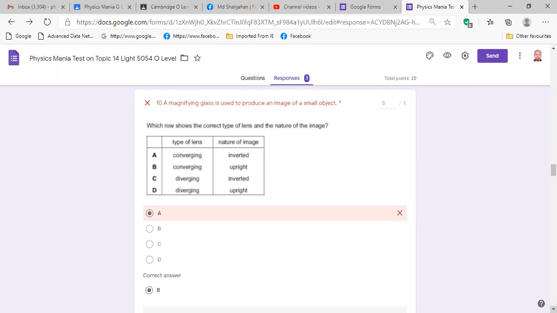Converging, right? And it's upright. We are not getting an inverted one. See in your notes, magnifying glass, is it inverted or upright? The properties are also written.